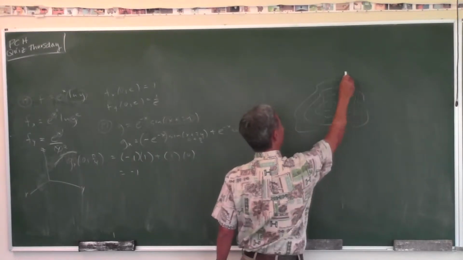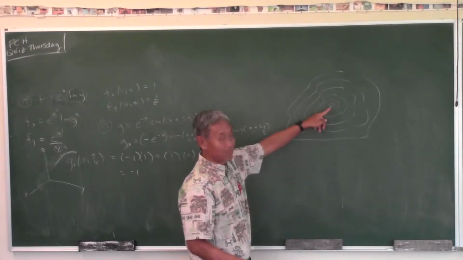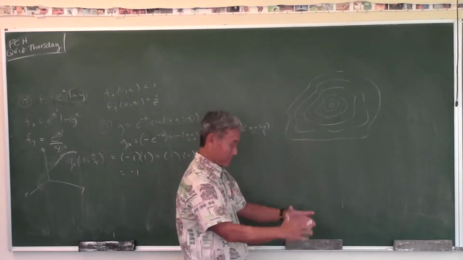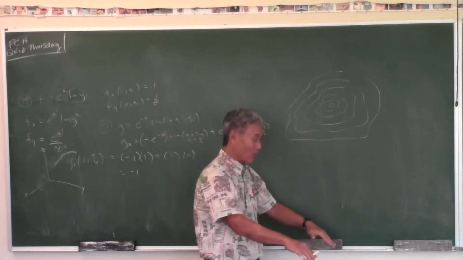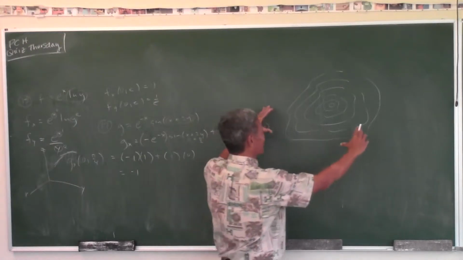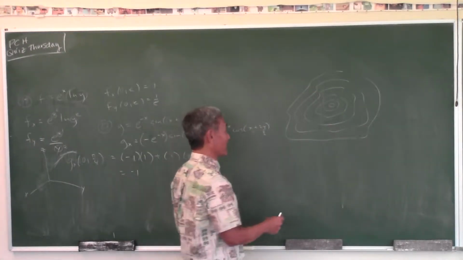Think of this as a mountain. This is the highest part of the mountain, and if you go down 1 meter, then it looks like that. Then you go down another meter, it looks like that. So the mountain is going up like that. Yeah, level curves. You can think of it that way.